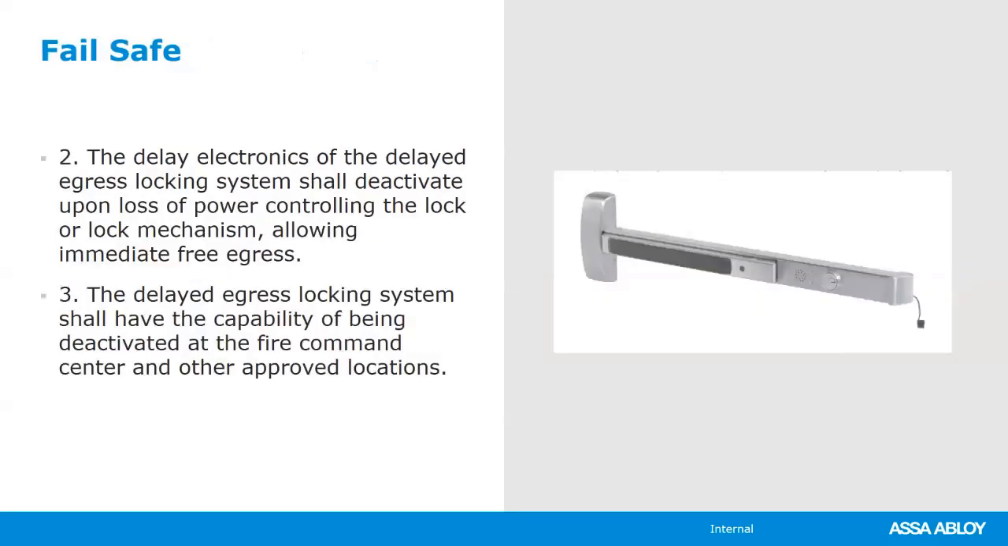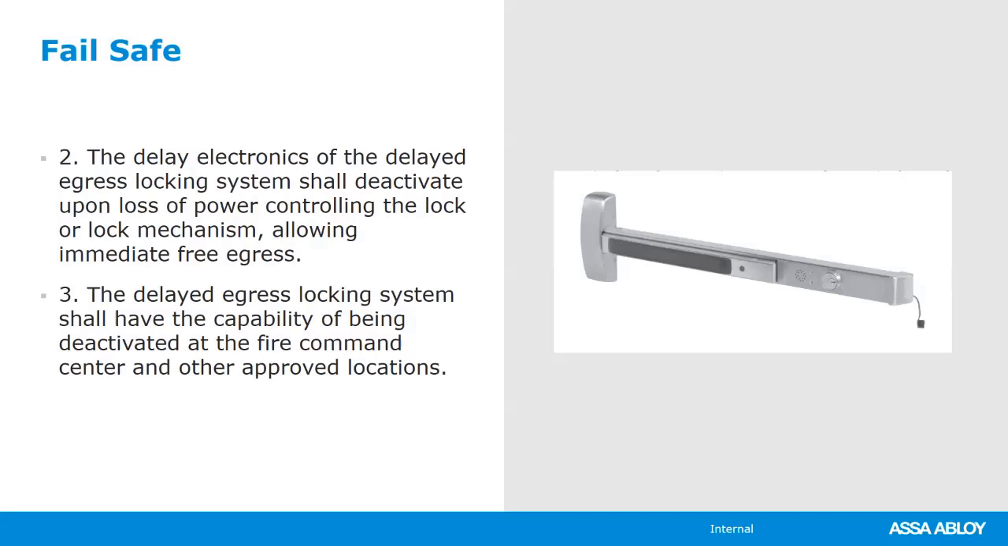Number 2, delay electronics of the delayed egress locking system shall deactivate upon loss of power controlling the lock or lock mechanism, allowing immediate free egress. This means that whatever device that you use has to be fail-safe. Fail-safe means that on loss of power, there is no locking. And that is very common among all the different delayed egress devices that are offered from all different manufacturers.